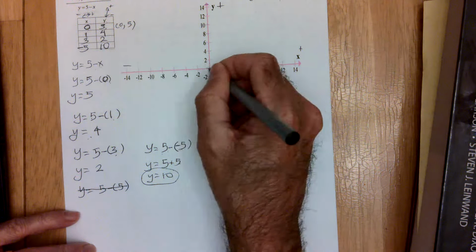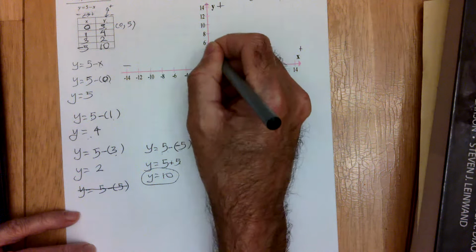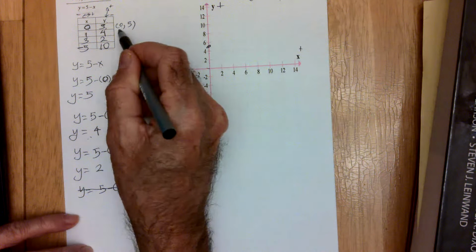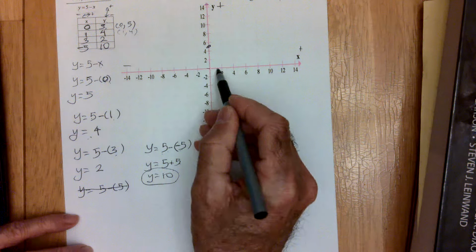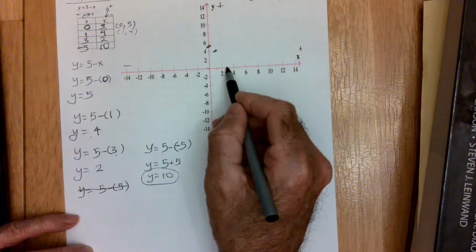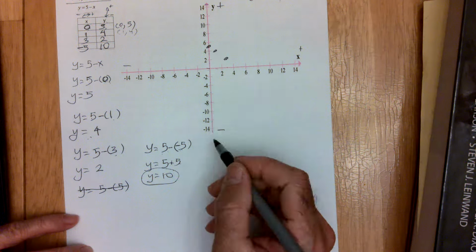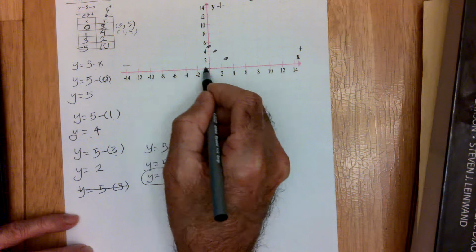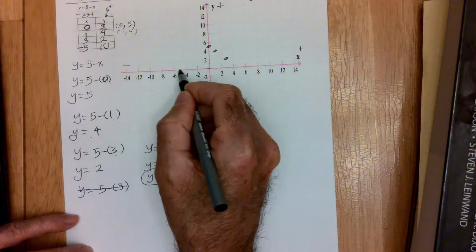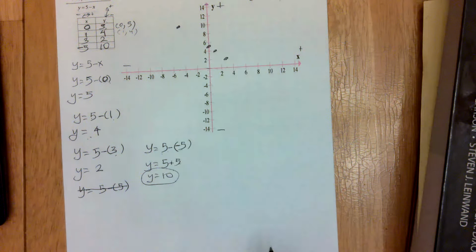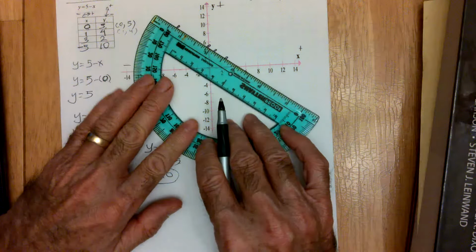So 0, 5: you move sideways 0, which is nothing. Up 5 is between 4 and 6, and you make your first point. Second point is 1, 4, that's over 1, up 4, like that. And we go 3, 2, and negative 5. We went backwards this way to the left. Negative 5, 10. Right there. Now, if I did this correctly, all of those points should be on a straight line.